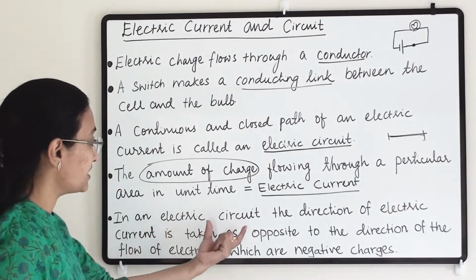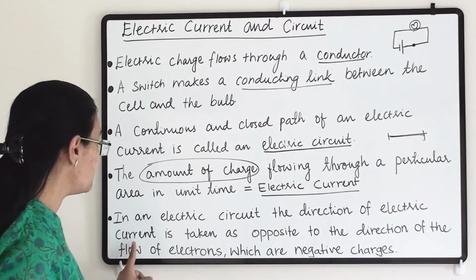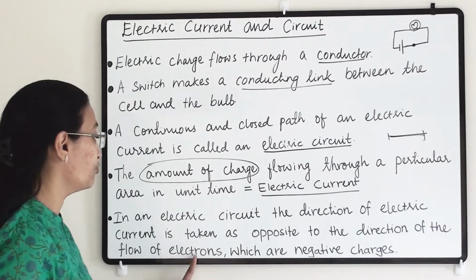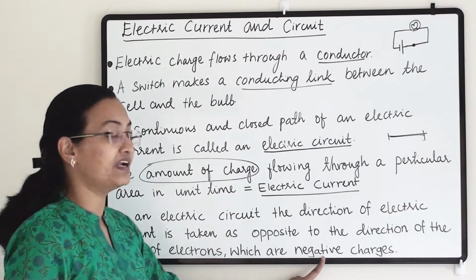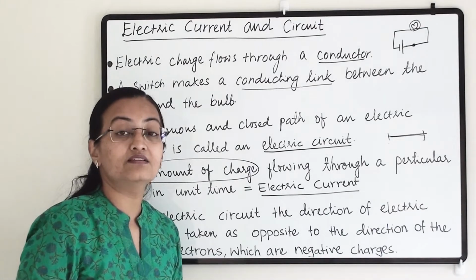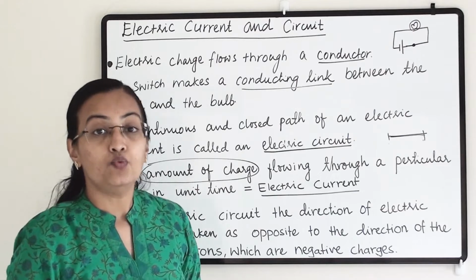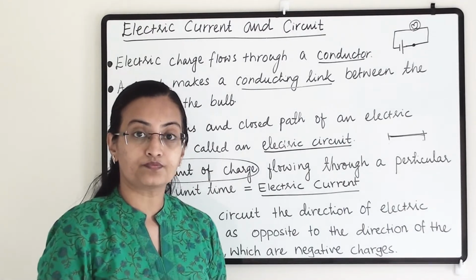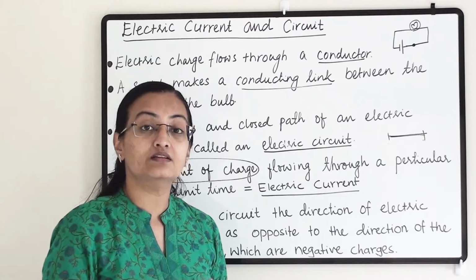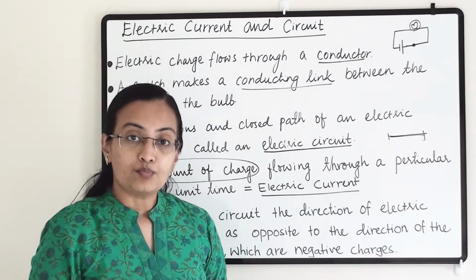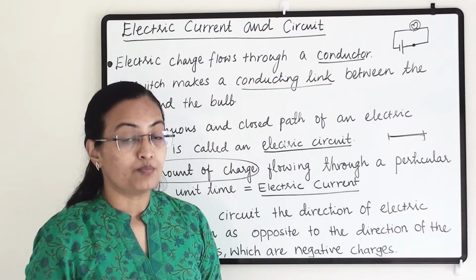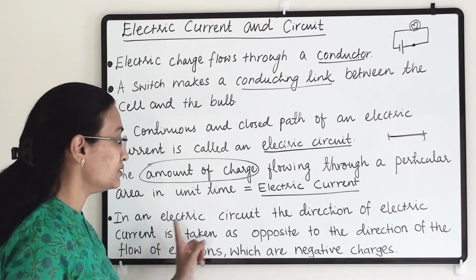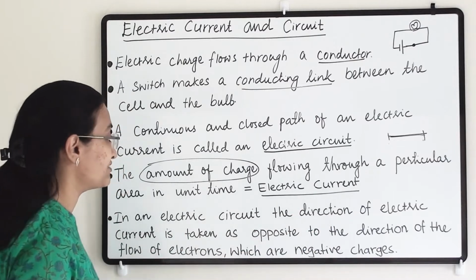In an electric circuit, the direction of electric current is taken as opposite to the direction of the flow of electrons, which are negative in charge. Earlier, when electricity was invented, people believed that positive ions were flowing through the circuit, and the direction of the current and the positive particles' direction were the same. But eventually scientists discovered the actual direction of electric current in the electric circuit.